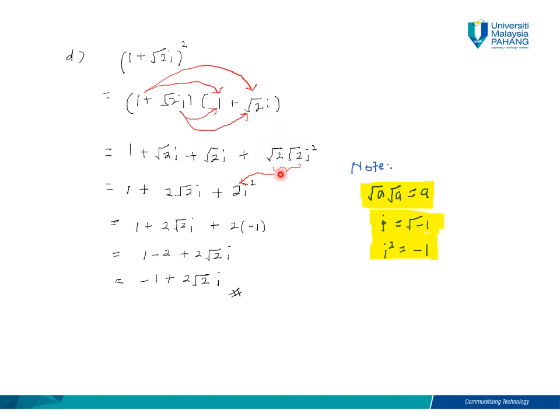Here we use the property that square root a times square root a gives a. Make sure both are the same number, then you get that number without the square root. So square root 2 times square root 2, you will get 2. Square root 2i plus square root 2i gives 2 square root 2i. Then you replace i squared with -1 and simplify, and the last answer is -1 plus 2 square root 2i.